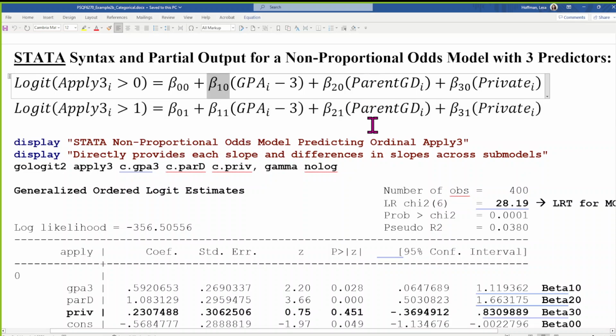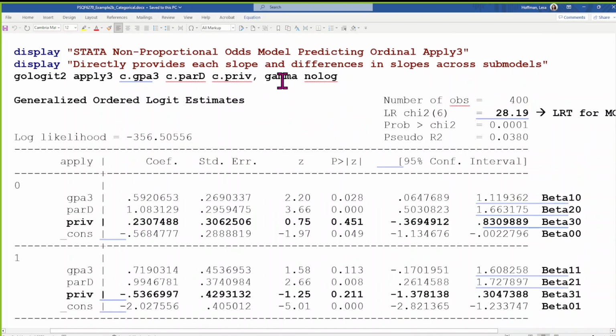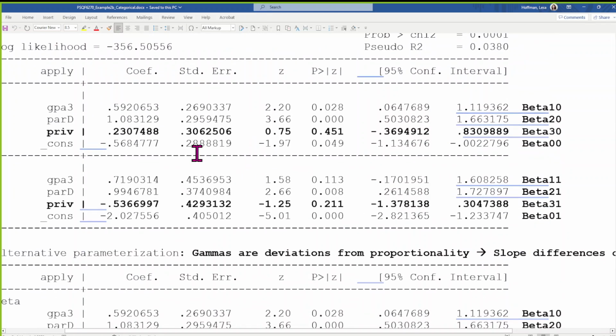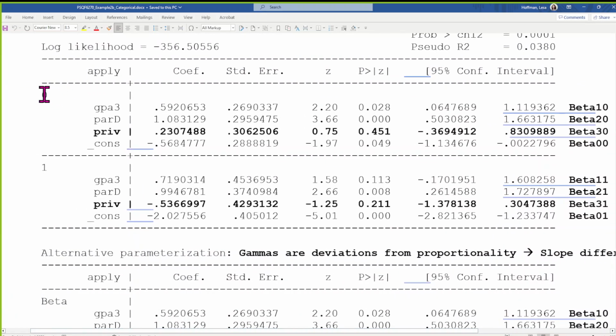So the difference in the code then to do this, I've taken off the option PL, so I think it defaults in Go Logit 2 to this model. I've added a super cool option called gamma, though, which doesn't mean anything in relation to what other gamma abbreviations would mean, but it's an option that allows us to directly test proportional odds, which is super cool. The data likelihood ratio test has a 6 in parentheses now. That's because I have 6 slopes in my model. I have separate slopes for each predictor in each submodel.